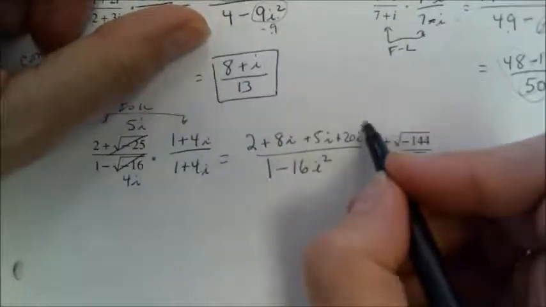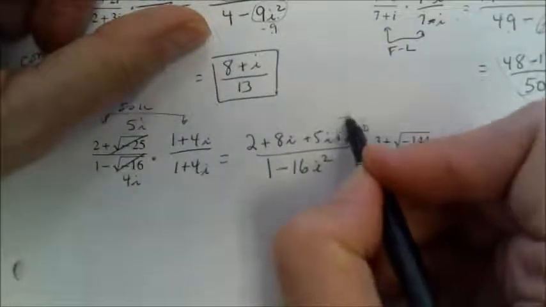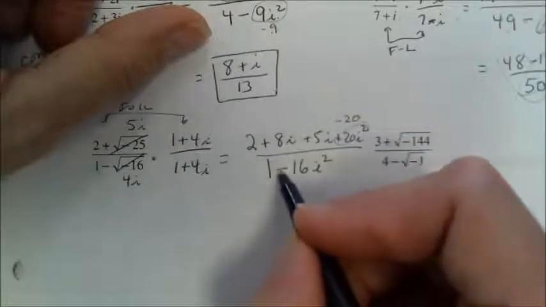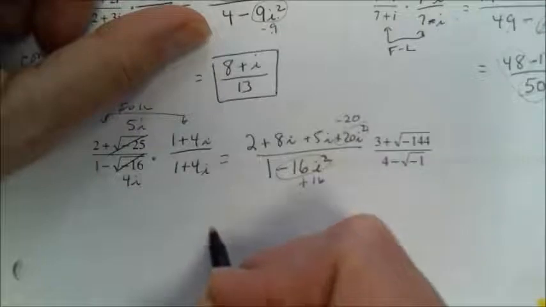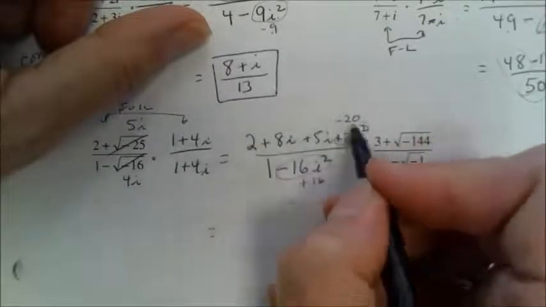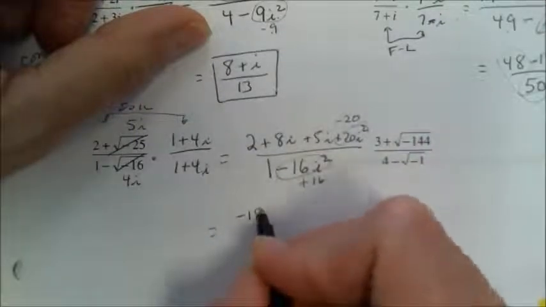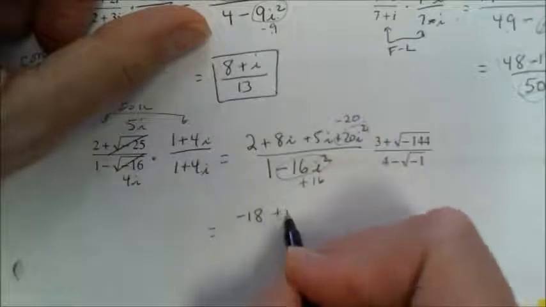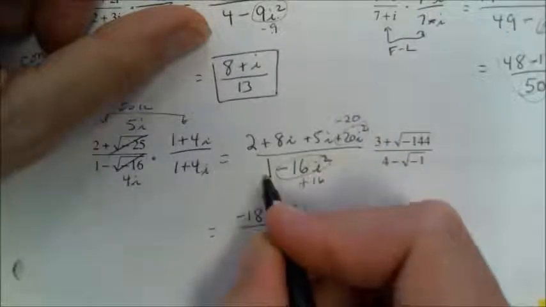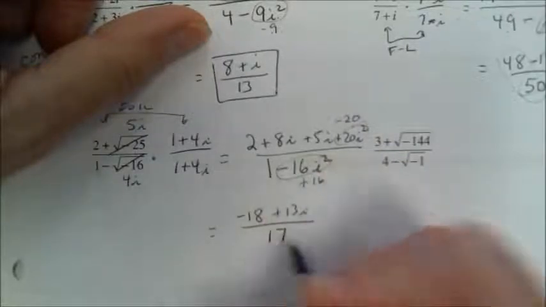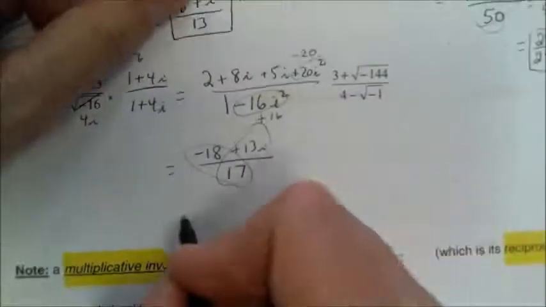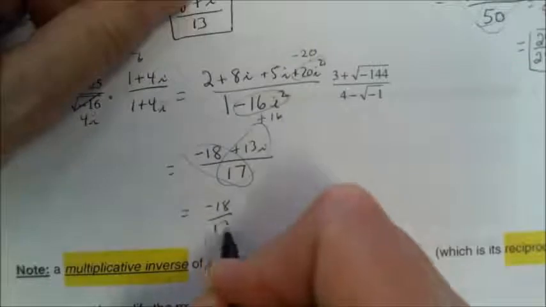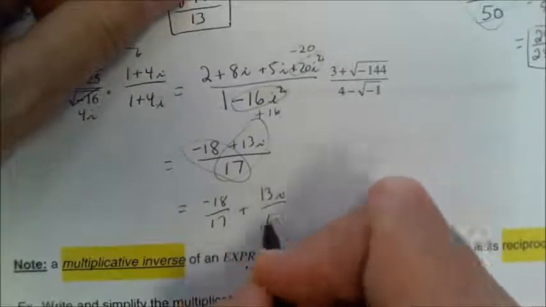And then the i squareds turn into negative 1s, so this becomes a negative 20, and negative 16 is positive 16. So what you get is 2 minus 20, which is negative 18. 8i plus 5i is 13i, and 1 plus 16 is 17. And you can split that up if you want to: negative 18 over 17 plus 13i over 17.